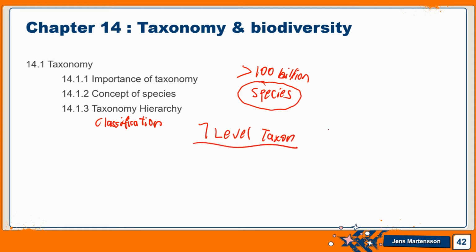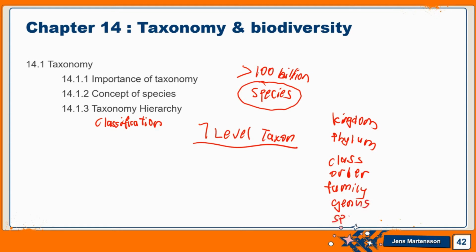Taxon you will learn later. The largest one is kingdom. Then you enter phylum, then class, order, family, genus, and finally species. This means that if you want to define any species, you have to know its genus, family, order, class, phylum, and kingdom. Yes. So if you have a new species, you have to know which kingdom it is from.